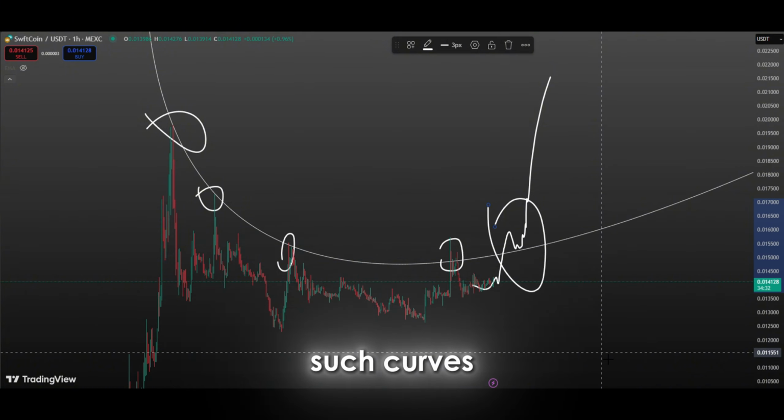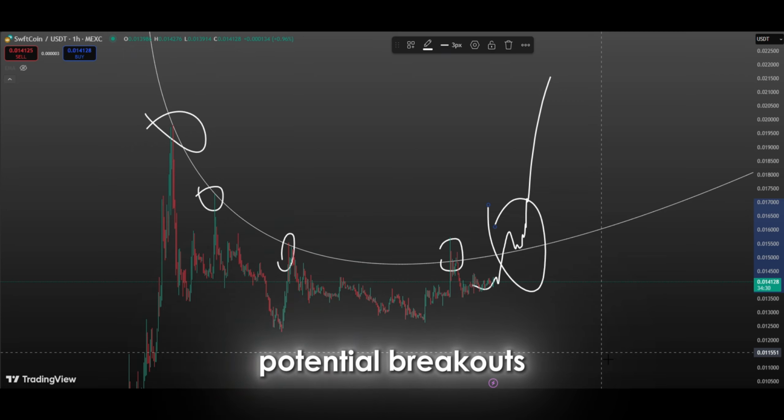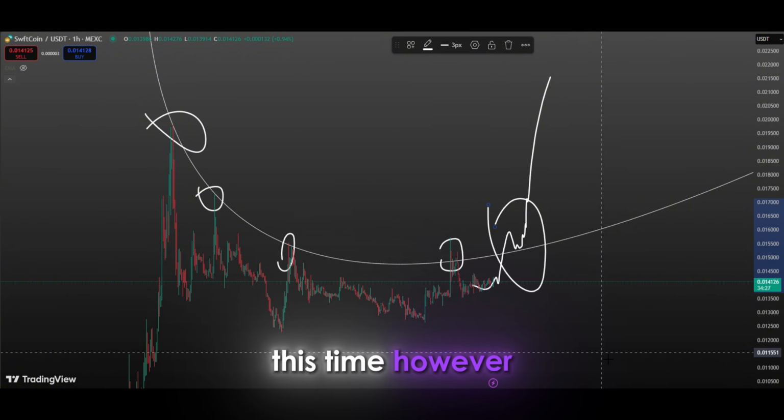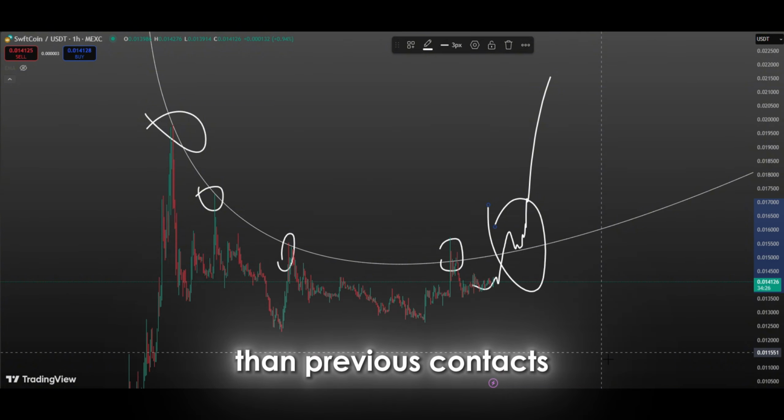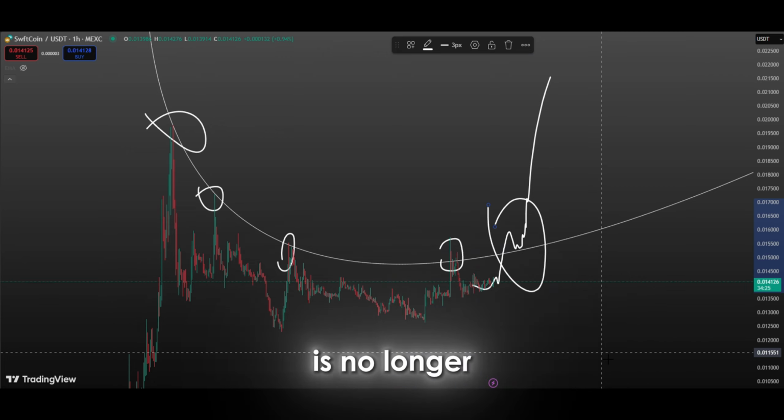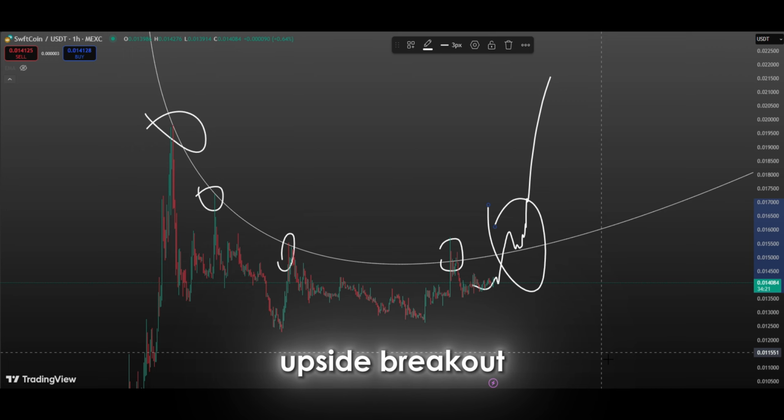Many traders follow such curves because they can signal an acceleration of the trend while also signaling potential breakouts. In the current situation, the price is again positioned very close to this curve. This time, however, the test may be more meaningful than previous contacts, as the price is no longer just reacting to this curve, but is acting as if it is preparing to break above it. This suggests that the market has the potential to realize an upside breakout.